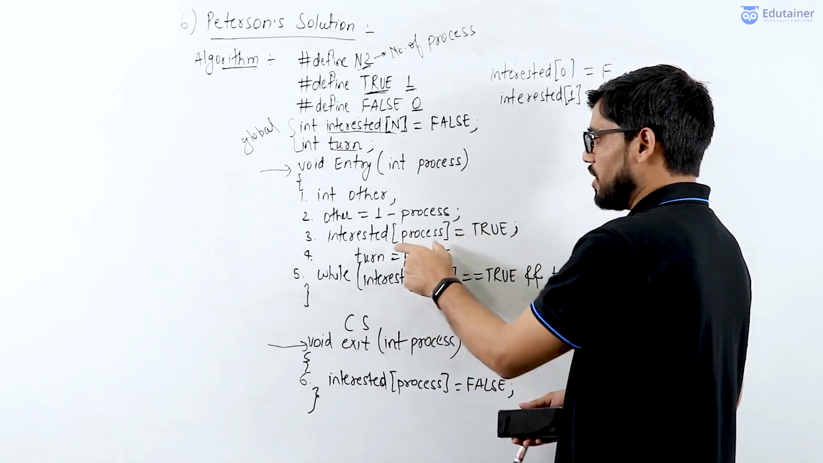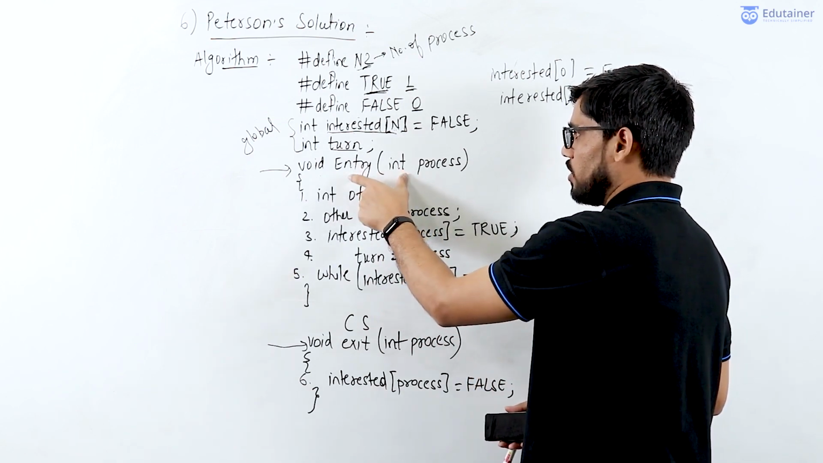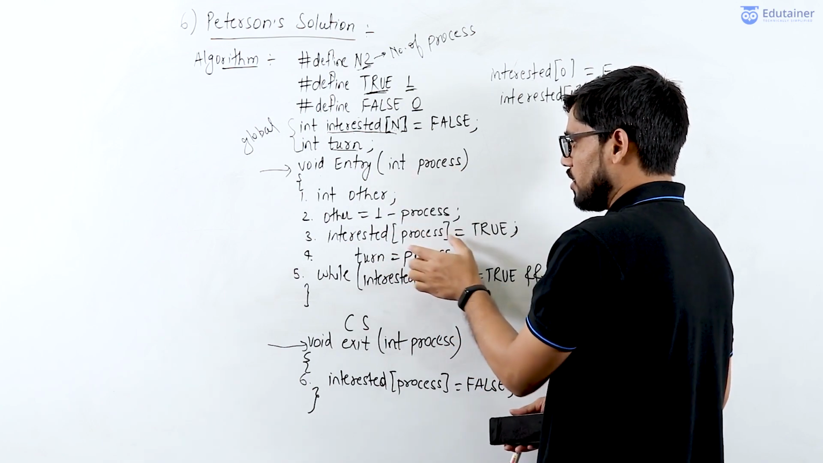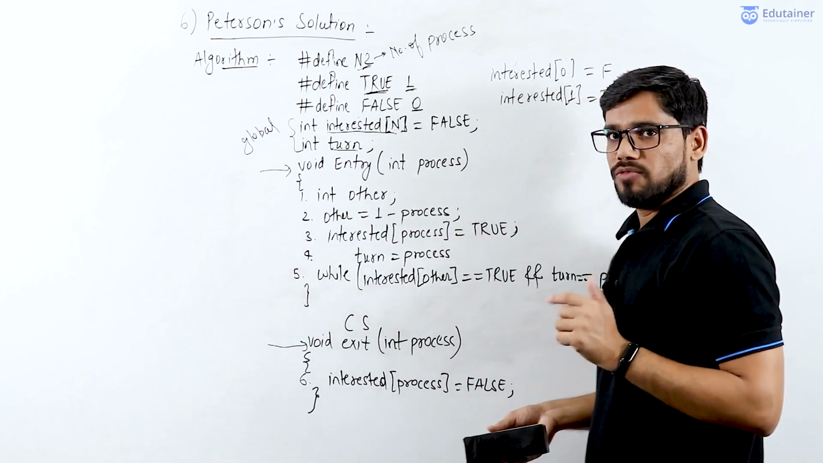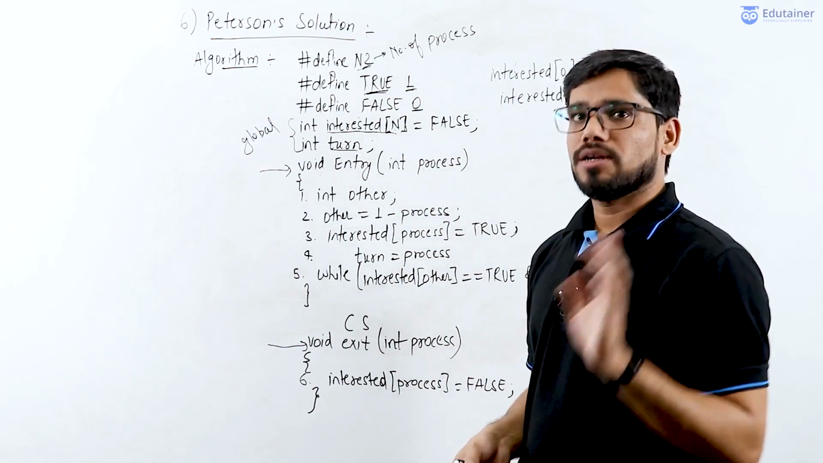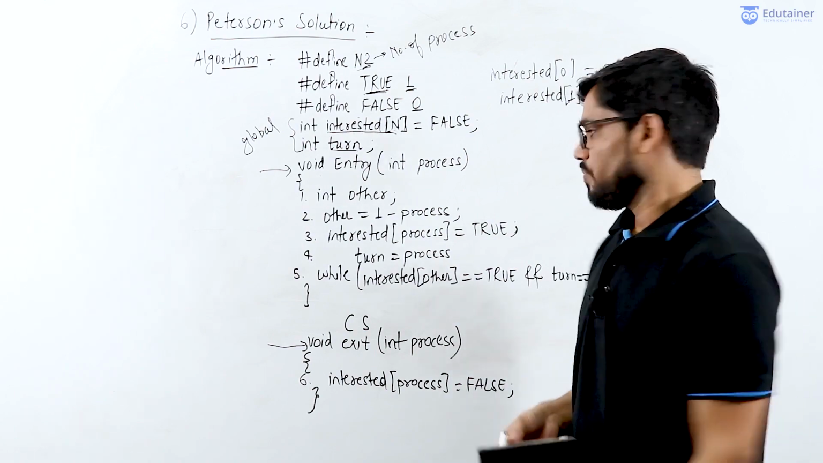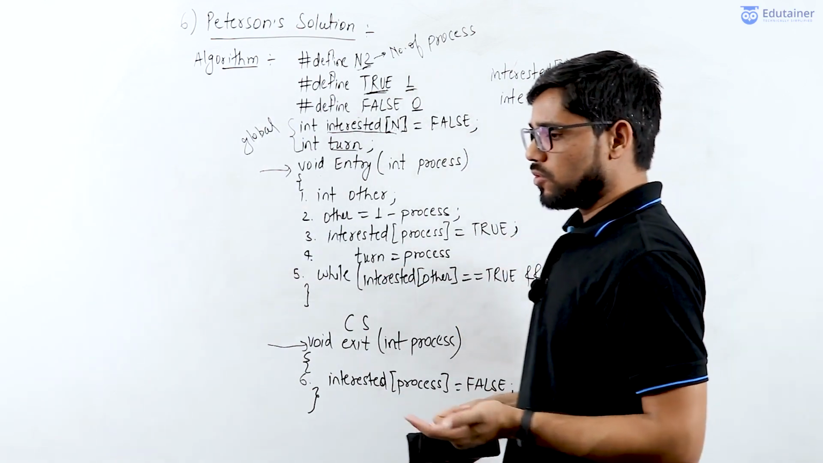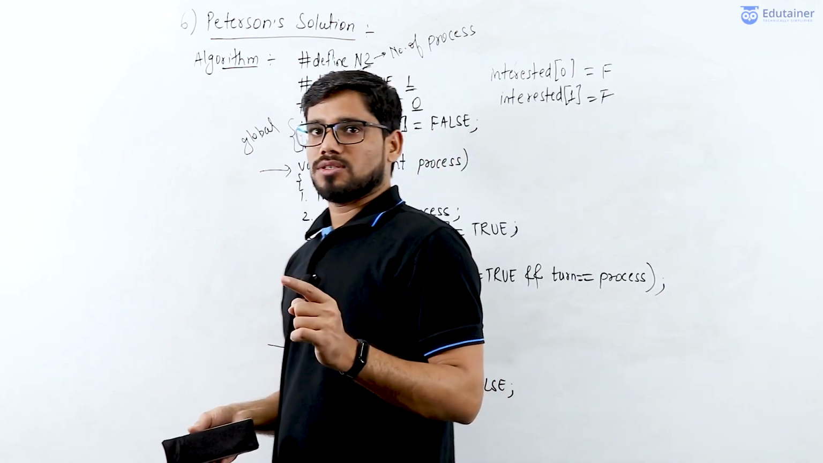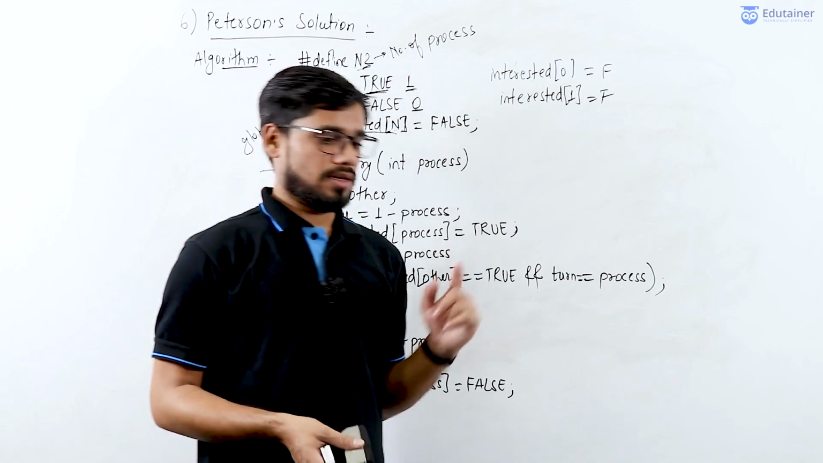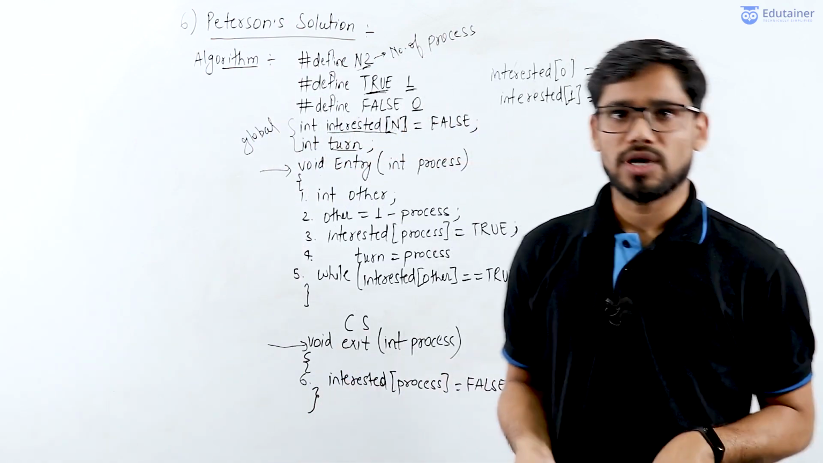After that, interested[process] is equal to TRUE. It means that this particular entry section makes this process's interested variable true, which means this particular process is interested to enter into the critical section. Got it? Now after that, turn is equal to process, and we also set the turn to this process so that no other process will claim that it is their own turn to get into the critical section.